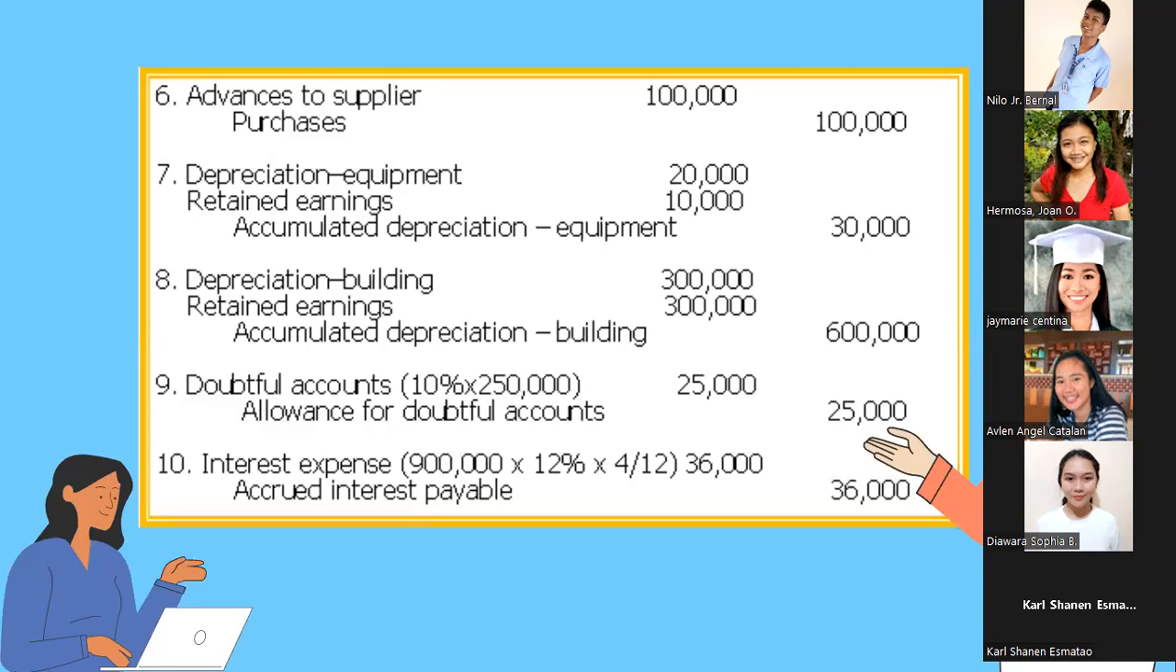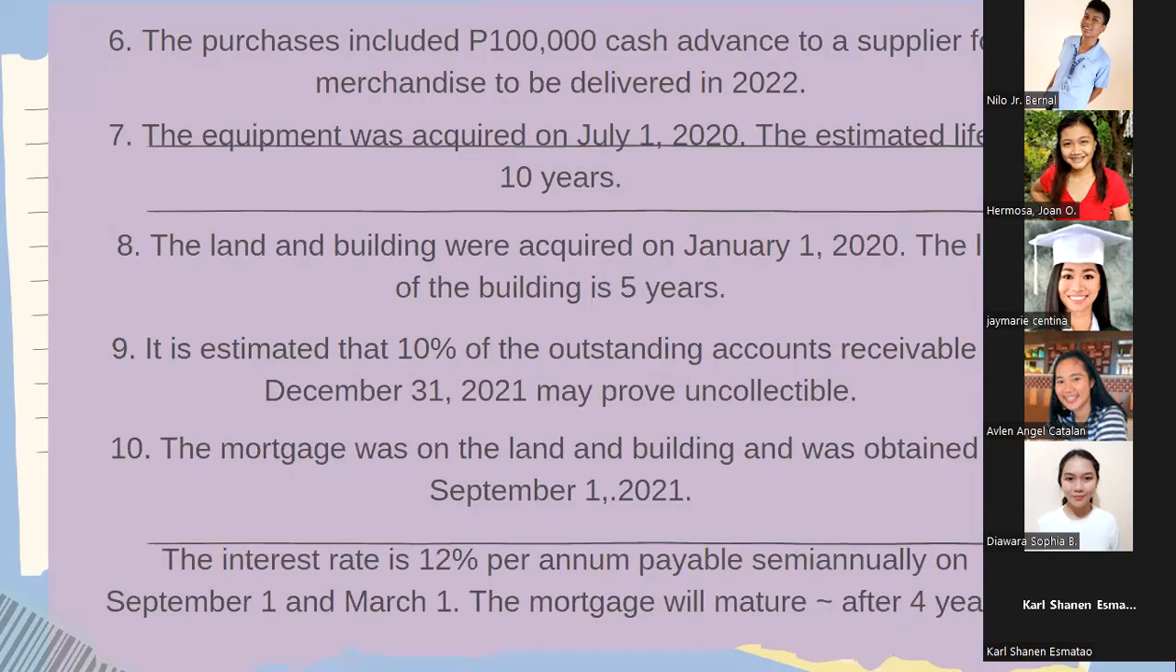Number 6. Previous slide. Okay. Number 6, the purchases included 100,000 cash advance to a supplier for merchandise to be delivered in 2022. This means that there is no purchase yet, only an advance payment to the supplier for the delivery of the merchandise in 2022. So our adjusting entry will be, next slide please.